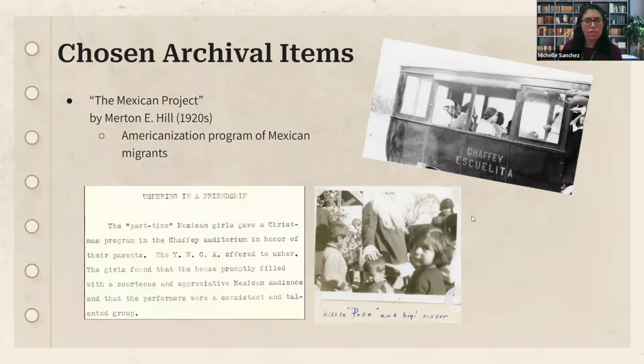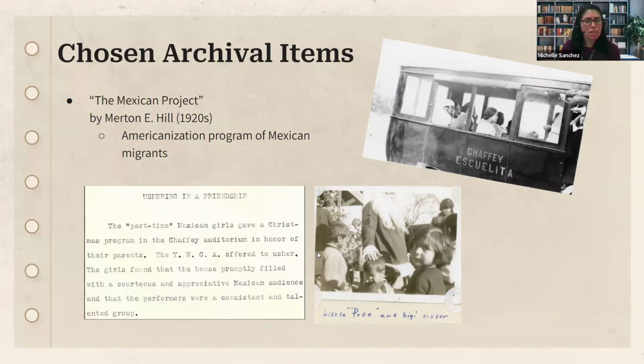Here we have a photo of a Christmas program. The caption for this was handwritten, called Little Pete and Big Sister. So here, I'm assuming this is Little Pete, and we're assuming this is the big sister with kind of a scary looking Santa Claus patting the boy's head.